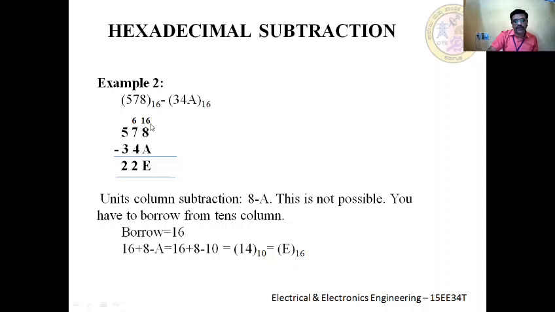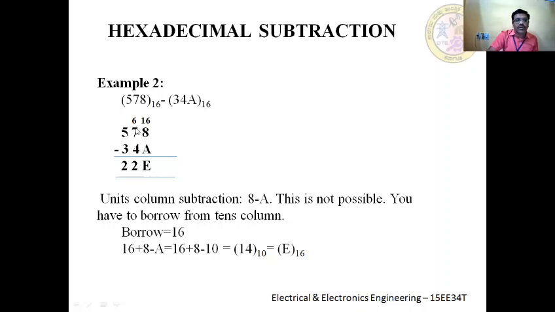So let us come back to step number 1. Here in step number 1, after taking borrow, this is 16 from borrow. 16 plus original 8, how much is it? 24. 24 minus A. 24 minus 10 is how much? It is 14. So the hexadecimal equivalent of 14 is how much? E. So the answer for step number 1 is E.